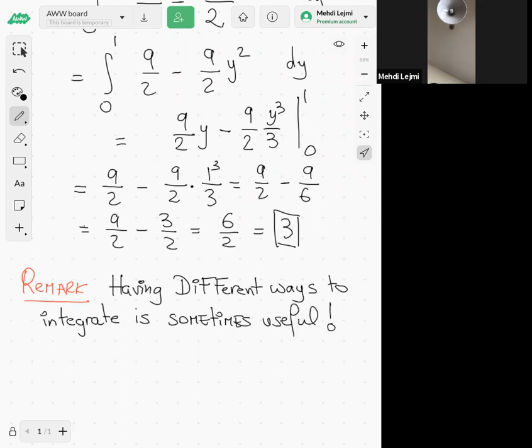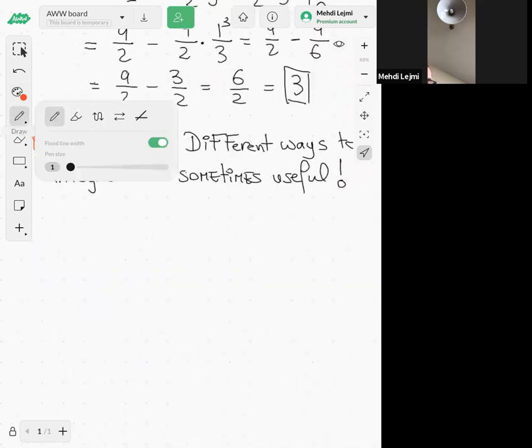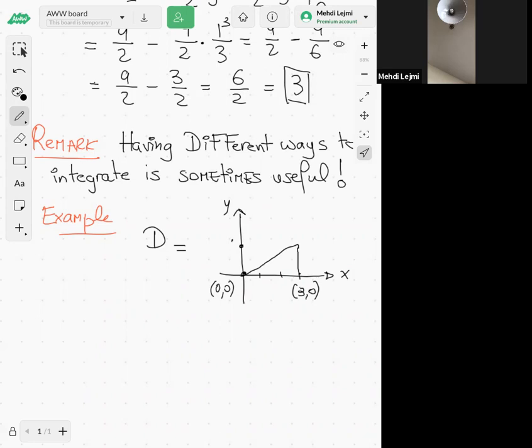All right. So, for example, again, I'm going to use the same region D, the triangle. My D is the same region. It's this triangle. Again, 0, 0 here, 3, 0 here. Let's say this is the x-axis, of course, and the y-axis, and this is 1 here. So this is the point 3, 1, right? Again, it's the same region.